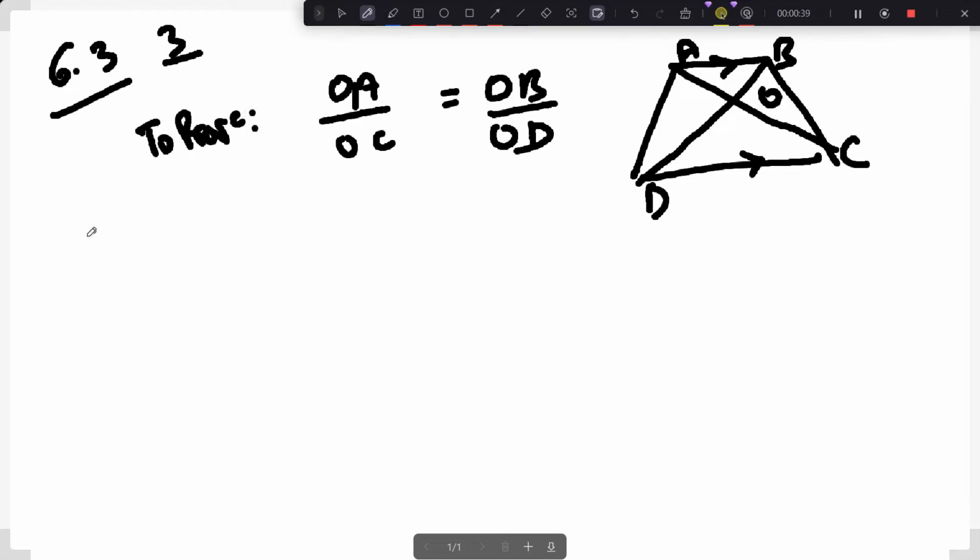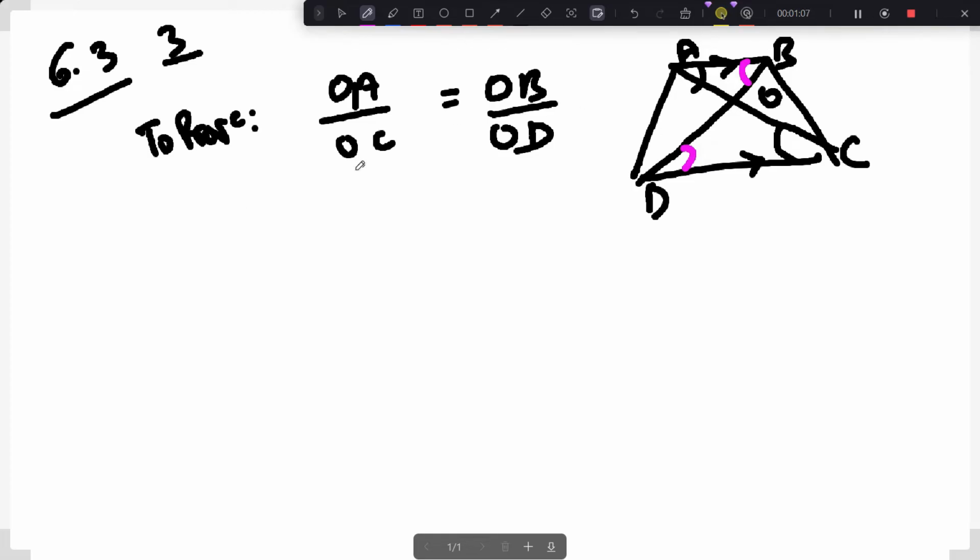Okay. So let's look at it. If you look at just the figure, this is parallel to this. That means this angle is equal to this angle, right? And this angle is equal to this angle because of the vertically, not vertically, it's alternate angles, right? So this angle is equal to this angle, this angle is equal to this angle.